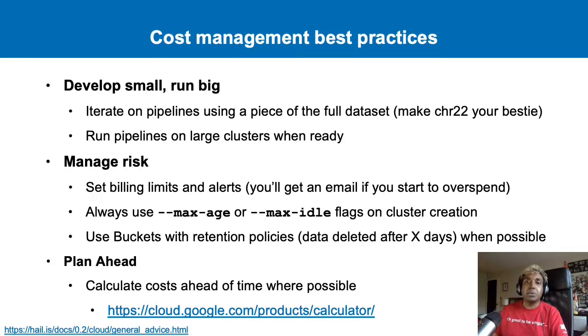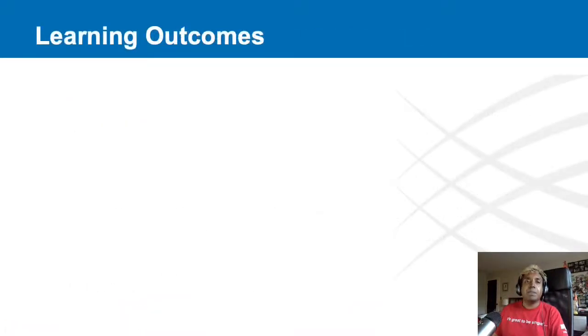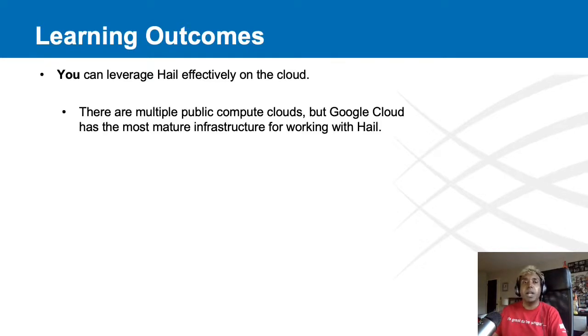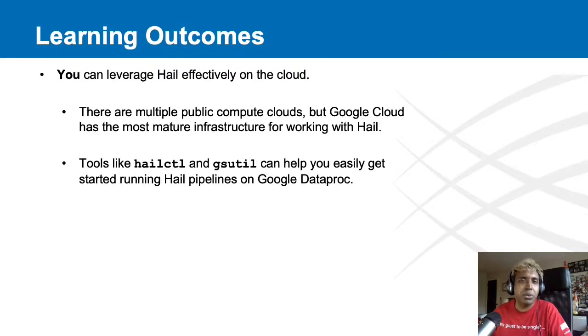And that brings us to our learning, which is, you can now leverage Hail, hopefully, effectively on the cloud using some of the tools that were provided to you and a lot of the documentation that we have. There are multiple public compute clouds, but Google Cloud has the most mature infrastructure to work with Hail, which is why we support Hail, which is why I support Google Cloud.